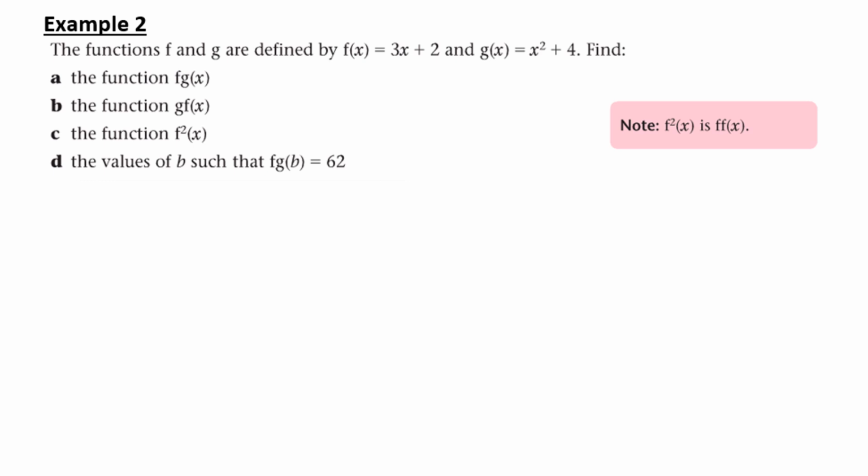So in this one, we've got two functions. They're called f and g. F of x is 3x add 2. So whenever you substitute something into here, you're just going to times it by 3 and add 2. And then g of x is x squared add 4. So if you sub anything into here, you just square it and then add 4.